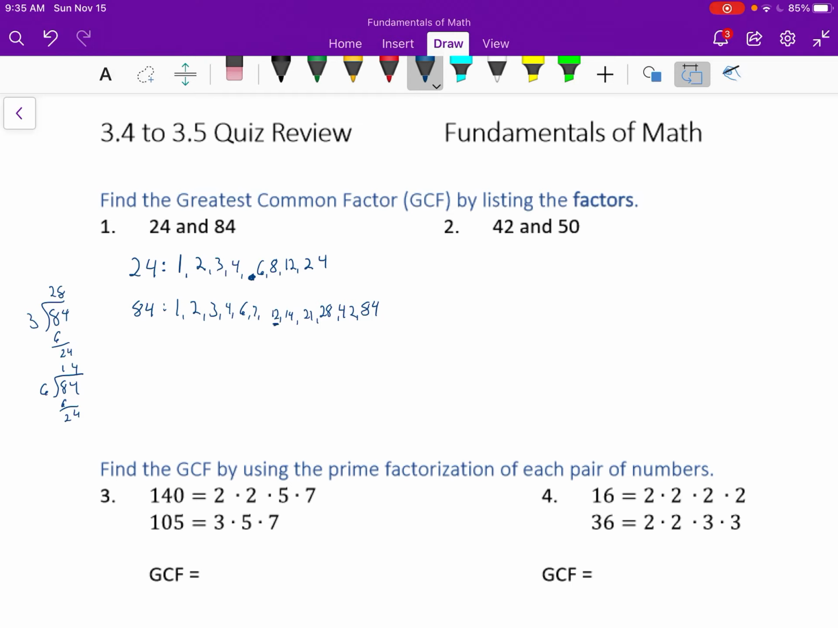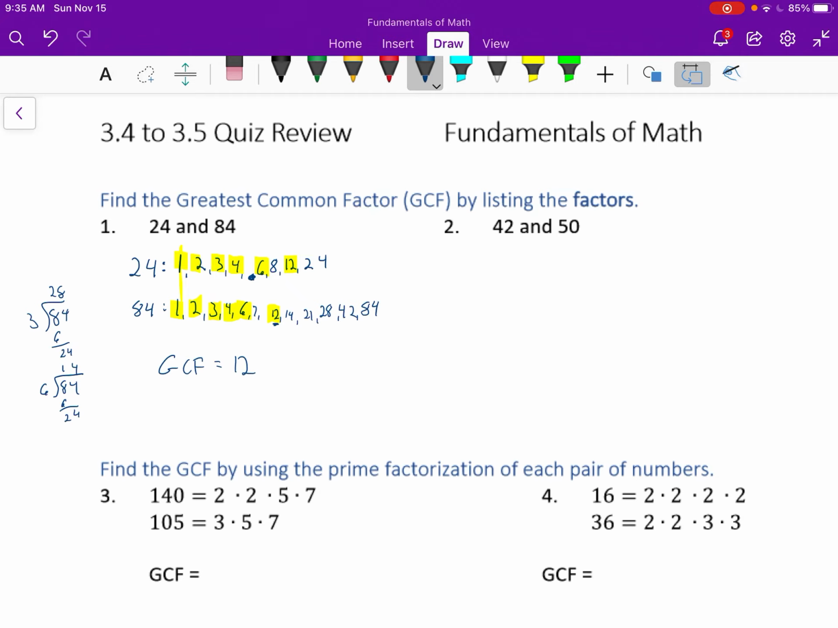And we had to list the factors, but remember what we're doing, we're trying to find the greatest common factor. So we look across here and find the greatest common factor. We could circle the common factors or highlight the common factors. Here's a 1 and a 1, 2, 2, 3, 3, 4, 4, 6, and 6, 12, and 12. So it looks like 12 is our greatest common factor. So the GCF is 12.